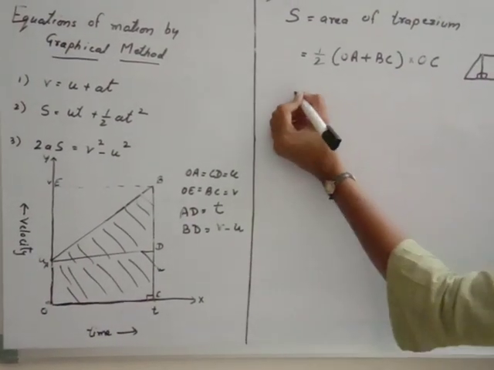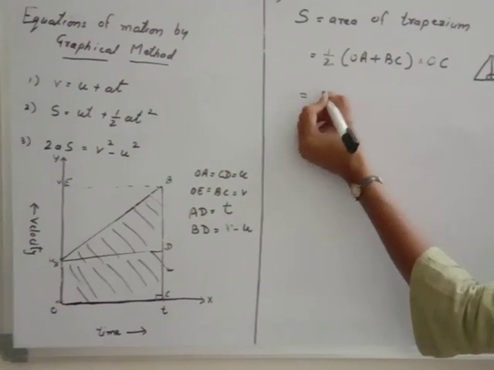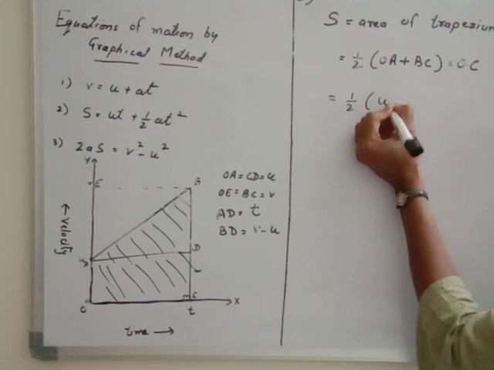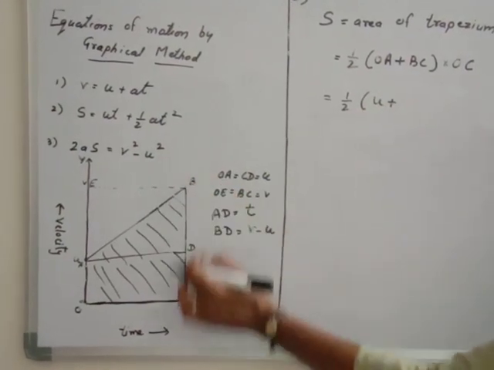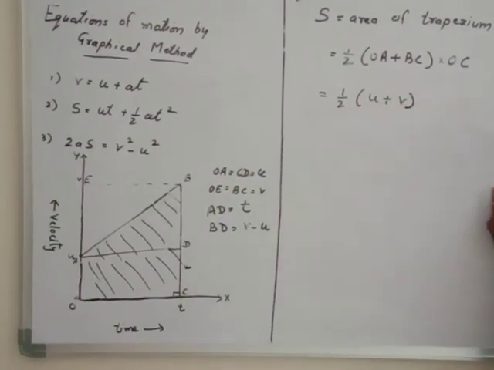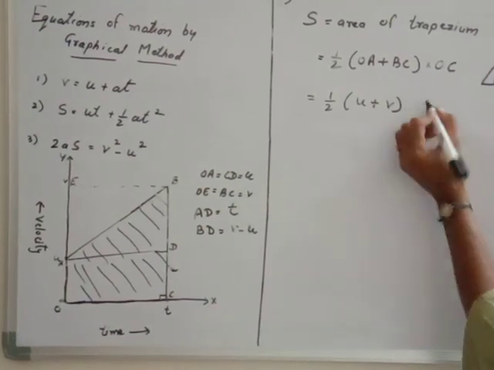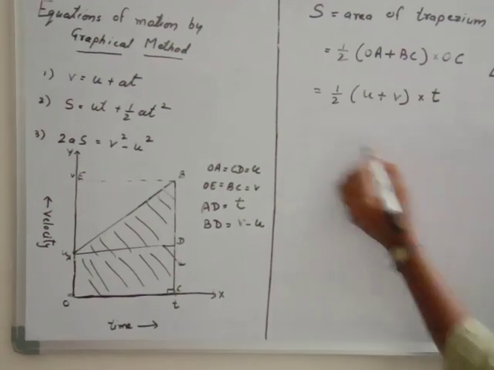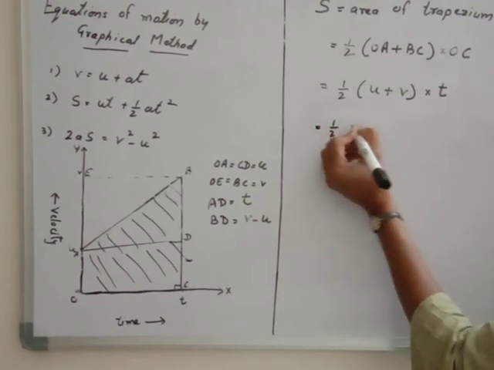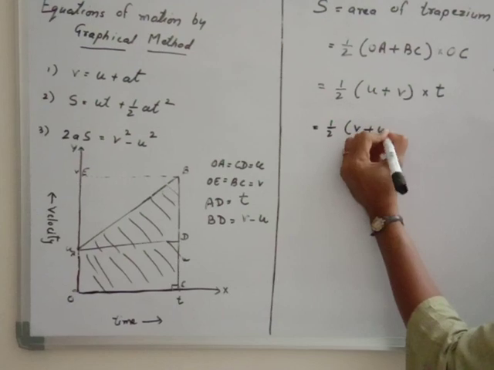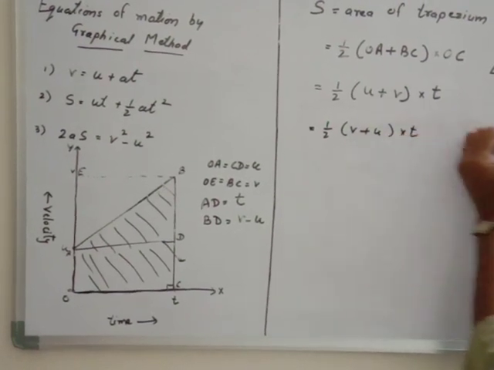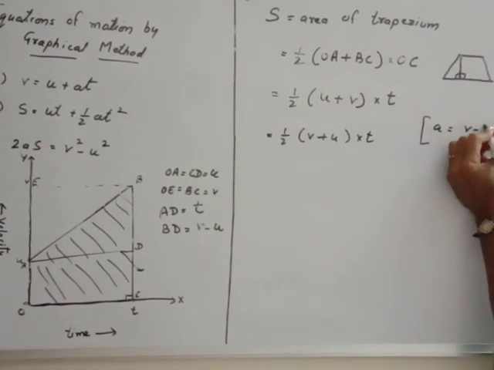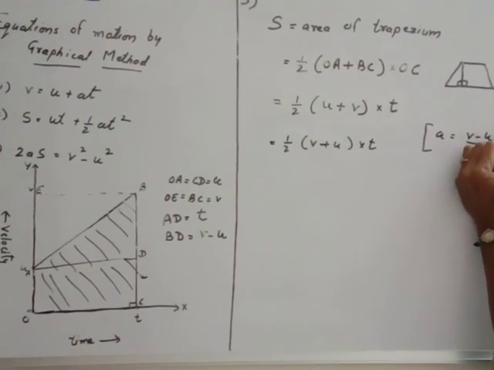Now I will put the values of all these things. Half. How much is OA? OA is U. Plus, how much is BC? BC is V. It is already written here. Into OC. OC is how much? T. So this becomes half V plus U into T. Now, according to that formula, A is equal to V minus U by T.